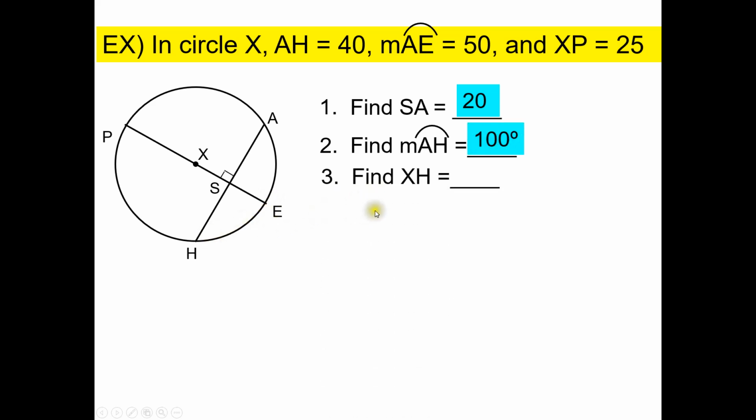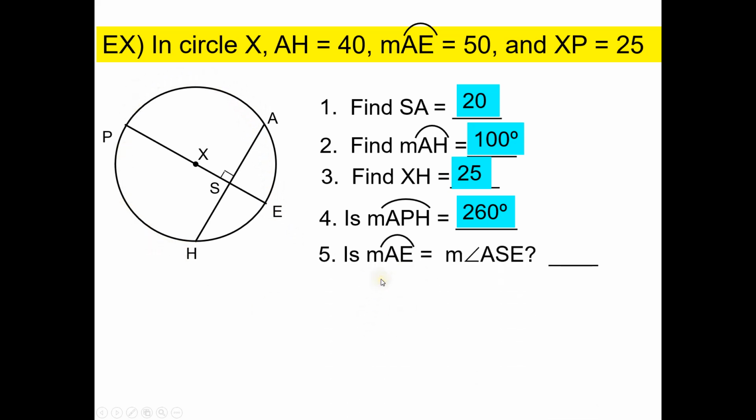Okay, number 3, XH. XH doesn't have a line segment there, but that's a radius, isn't it? So wouldn't that be the same as this radius that we already have a number for? XP is 25, so XH is going to be 25, right? Okay, let me see, APH, where's APH? APH, oh, it's all the way around, is going to be equal to, remember this was 50 and 50 is 100, right? So if that's 100, then subtract from 360 and you get 260, right? For this big arc that goes all the way around to here.